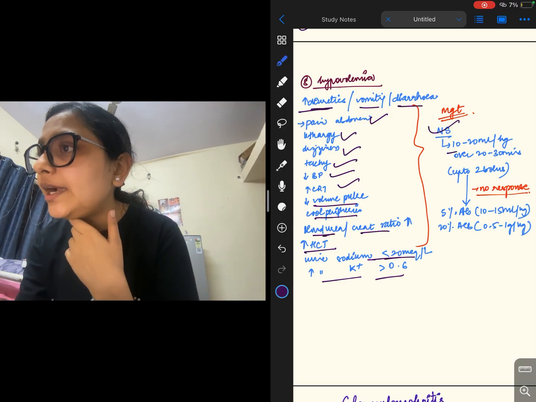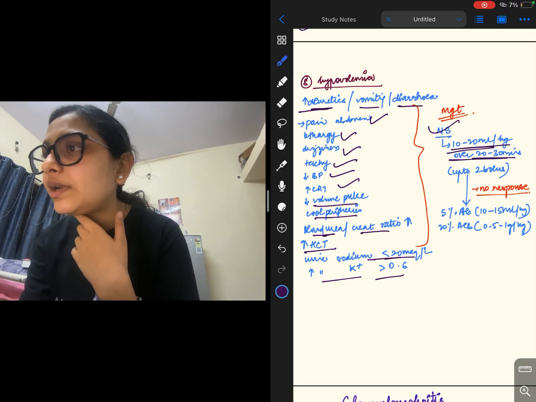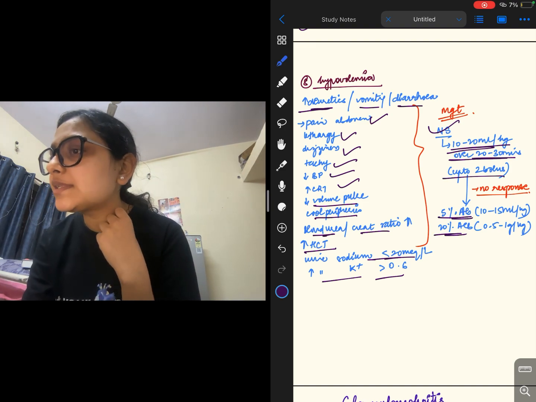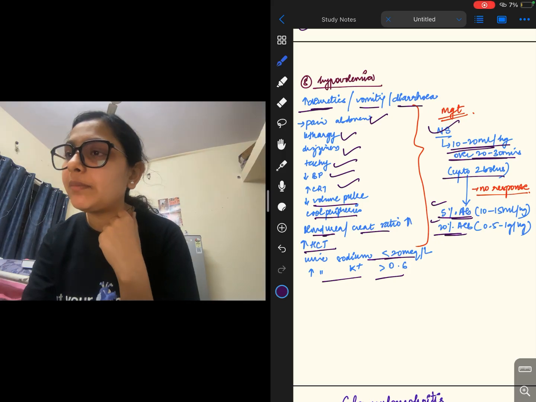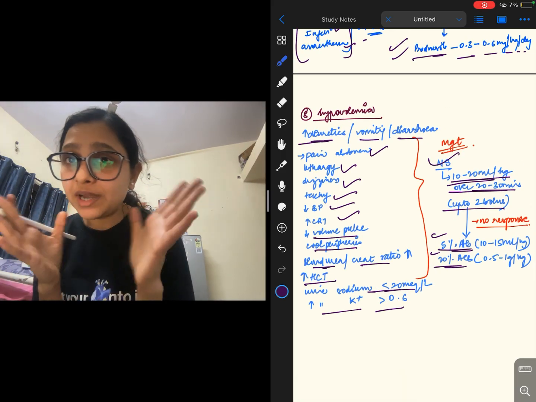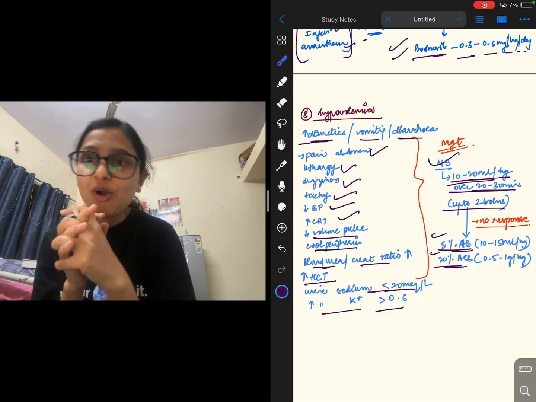Management: give NS bolus 10 to 20 ml per kg over 20 to 30 minutes up to 2 boluses. If no response, go for 5% albumin or 20% albumin. Both the doses are different, you have to remember it. So that's all about nephrotic syndrome. I hope you understood, and okay, thank you.